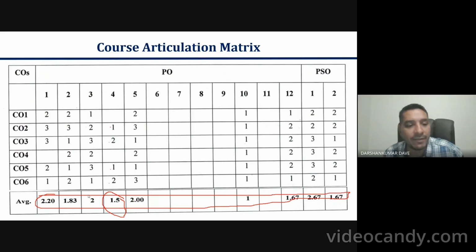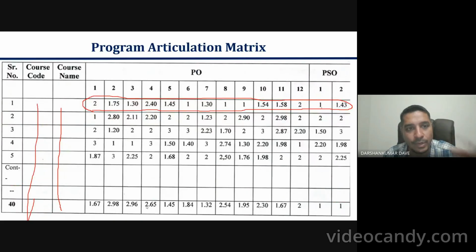Okay. So one more thing. If you focus on this part, these COs are not taken in this matrix, the program articulation matrix. So don't go with that. It is also fine to have blanks in this program articulation matrix.